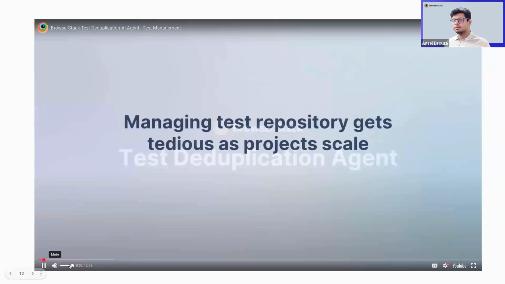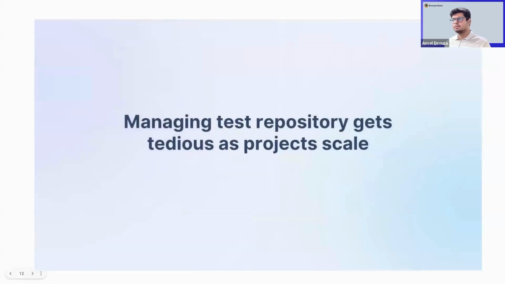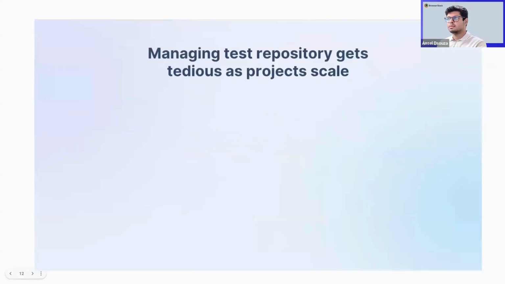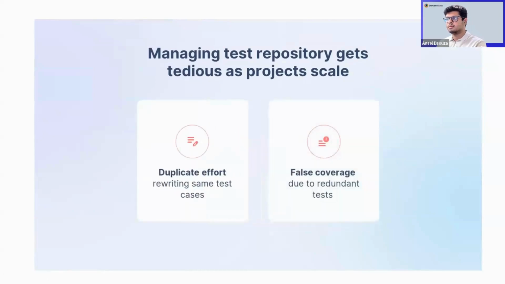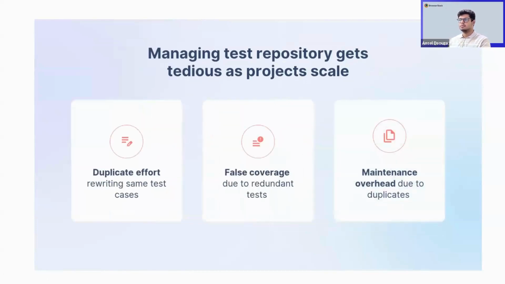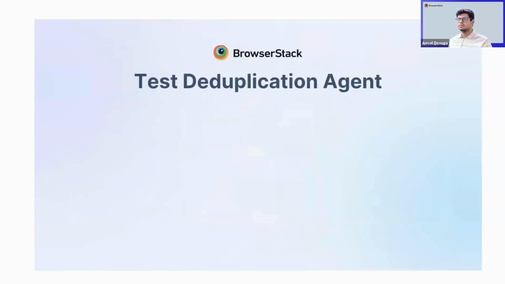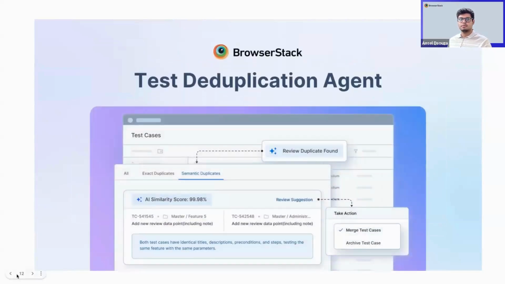As software projects scale, test suites get cluttered with redundant cases where the same functionality is tested repeatedly. Teams end up wasting time writing test cases that already exist. Redundant tests inflate coverage metrics. And finally, every duplicate adds to the maintenance overhead. Introducing BrowserStack's AI-powered test duplication agent that automatically identifies duplicate test cases and provides smart recommendations to merge or archive.